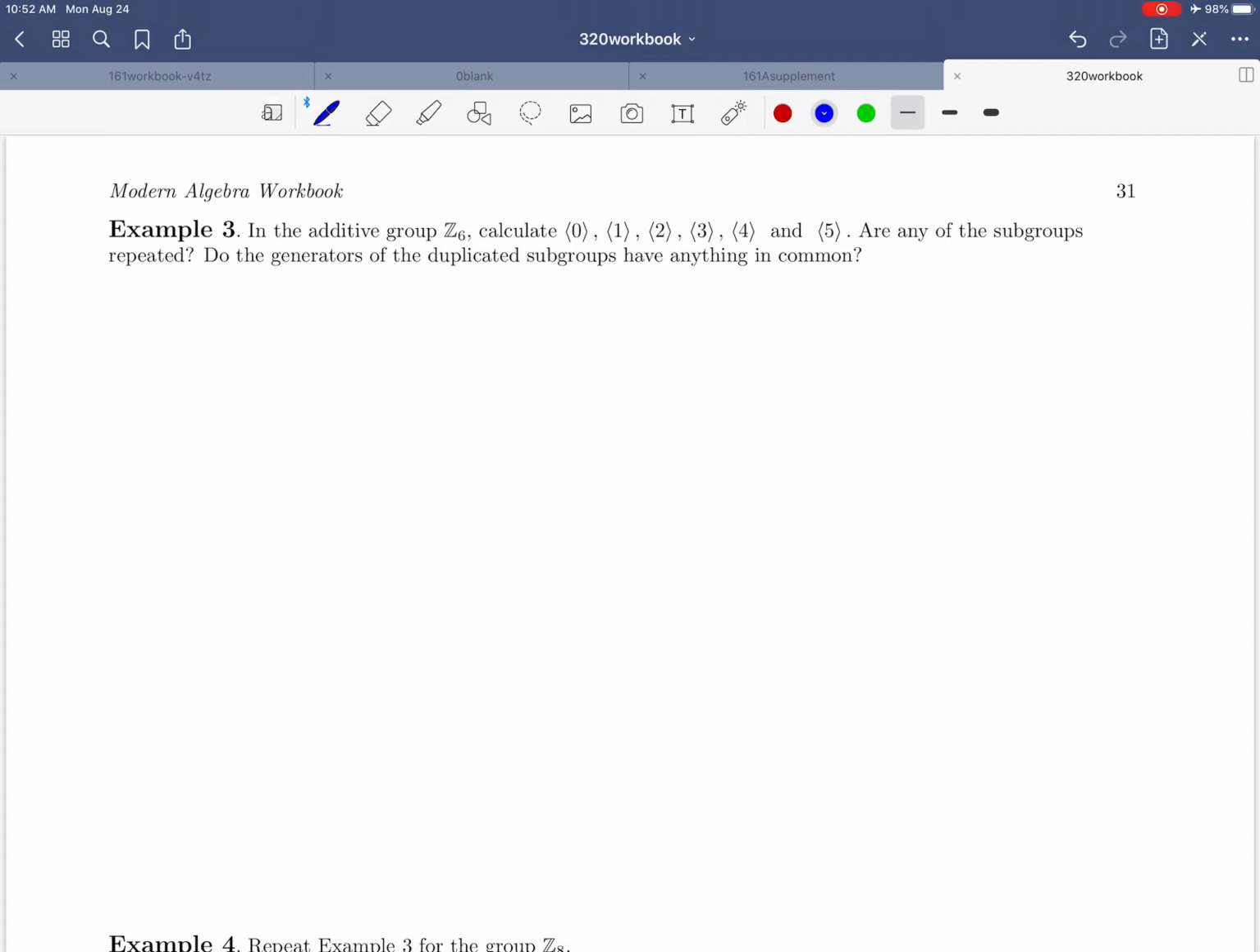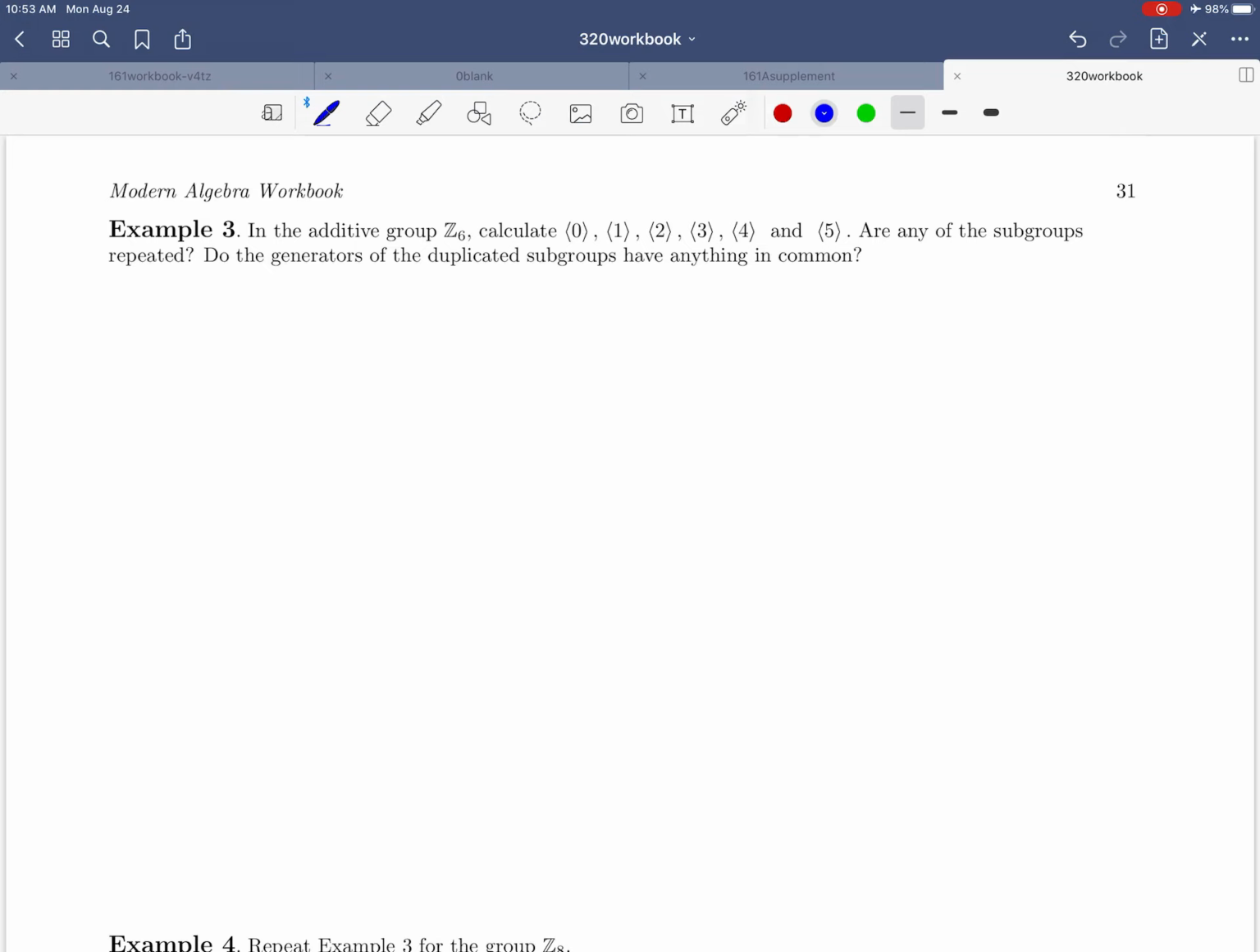In examples 3, 4, and 5, we're going to look at some specific examples of cyclic groups and see if we can come up with some kind of result that maybe we can generalize and learn something about the structure of cyclic groups in general. So keep that in mind as you are working through these examples.